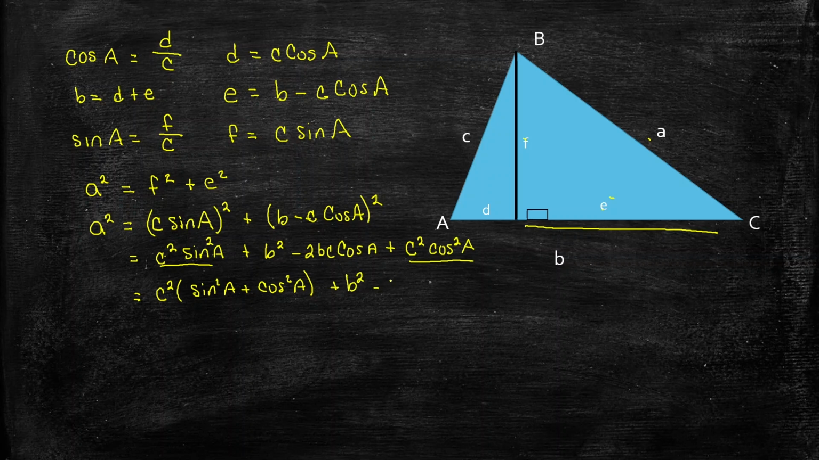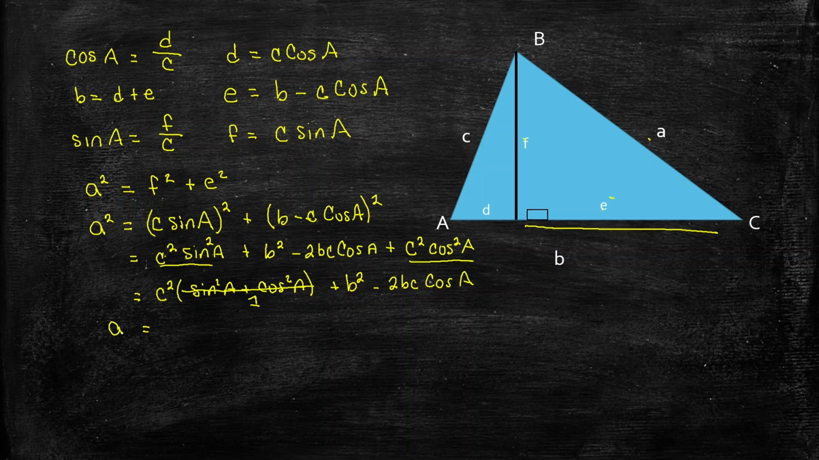minus 2bc cosine a. And of course, you remember from your trigonometric functions that sine squared plus cosine squared equals 1. And so 1 times c squared then just gives me c squared. So now I can rewrite this formula. Right? So this just becomes 1.